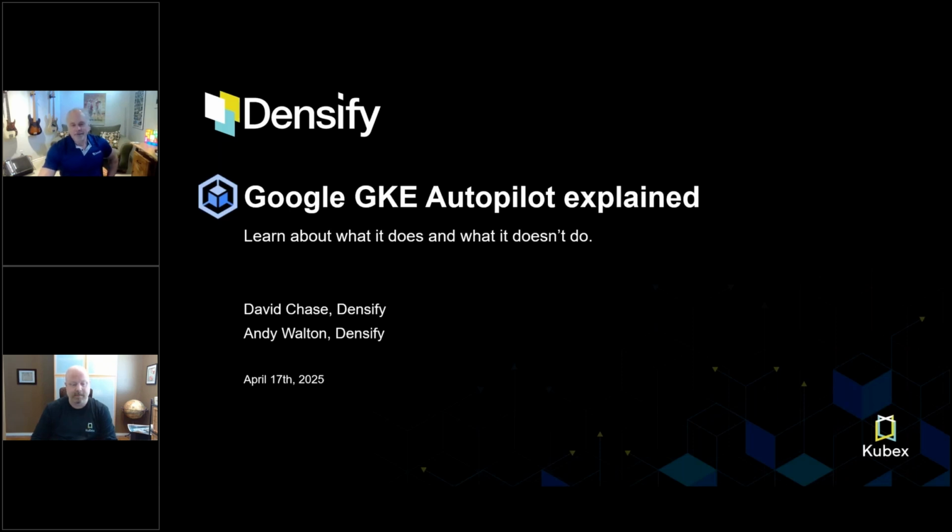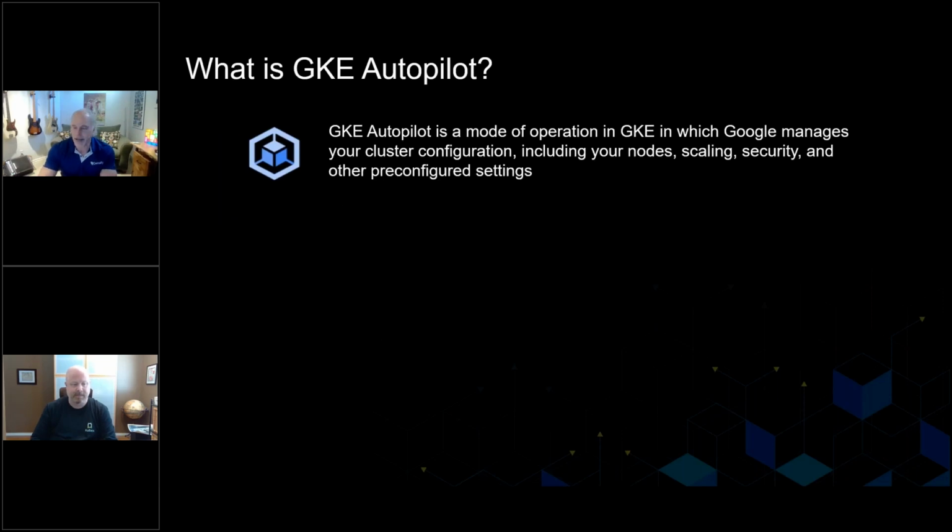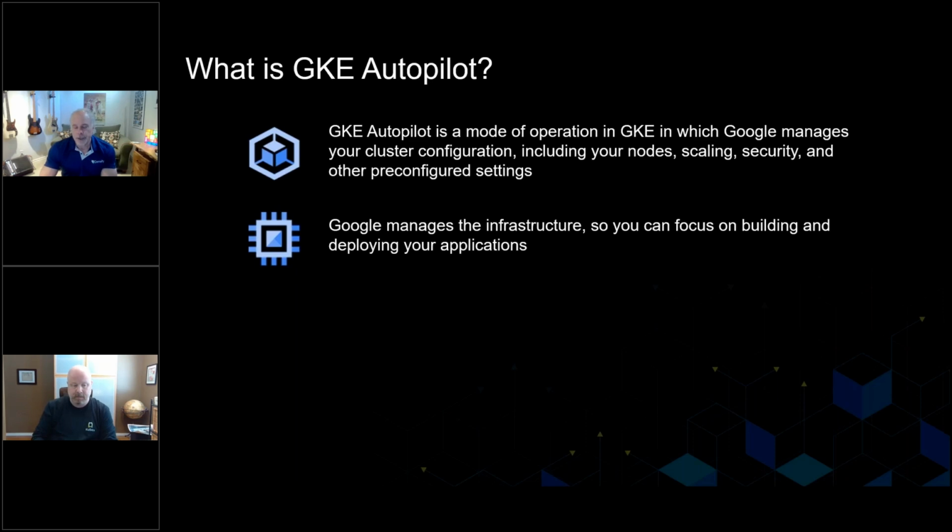Let's get going, Dave. First slide, just what is this GKE Autopilot? It is in many ways similar to EKS Auto Mode. It's a mode of operation for GKE. Google manages a whole bunch of stuff and just takes away a lot of manual work that you would typically do yourself, including things like configuring nodes, scaling parameters, security, and a whole bunch of other pre-configured settings. So it just basically makes your life easier if you're working with GKE. Google will manage the infrastructure so you can focus on building and deploying your applications.